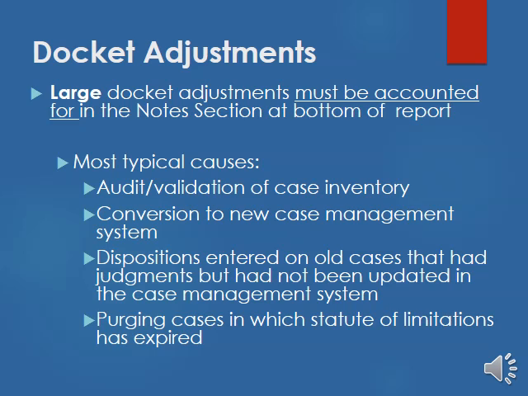When there are large docket adjustments made in the criminal or civil sections, they must be accounted for in the notes section at the bottom of the report. There are common reasons why you may need to make these types of docket adjustments, with the most typical being when an audit or validation or manual hand count of your cases is done, when you convert to a new case management system, when a judgment was entered in the case but the case management system was not properly updated to reflect the disposition. When this is discovered, you should enter the proper past disposition date, which will then result in a docket adjustment, or when you purge cases where the statute of limitations has expired.